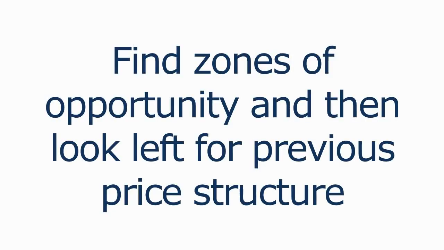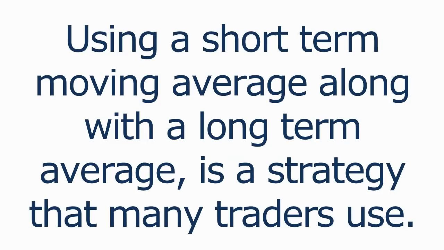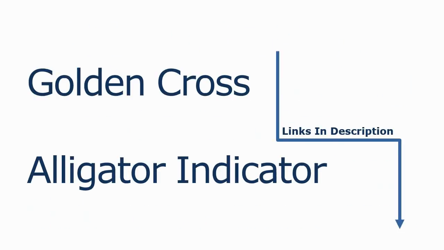Now, we've talked about using a single moving average for a trading strategy, but did you know that you can combine them? You can use a short-term average along with a long-term average, and that's a strategy that a lot of traders use. One of the popular ones is a golden cross of the 50 and 200 or the Alligator Indicator, but virtually any period can be useful.